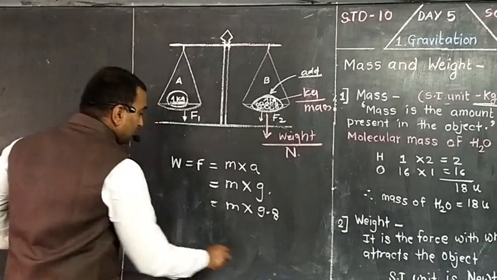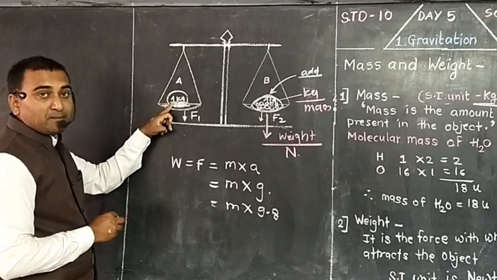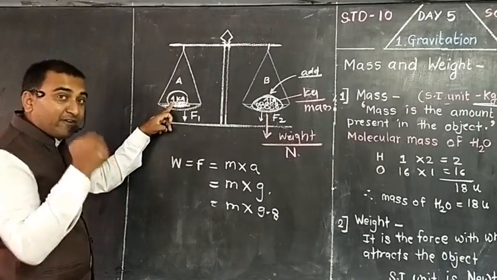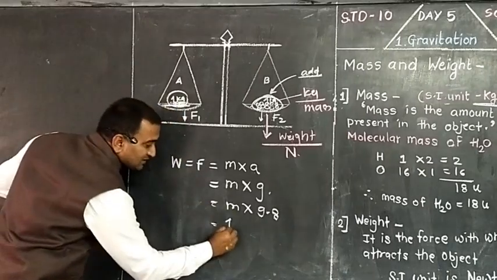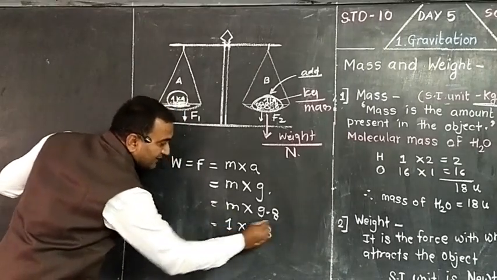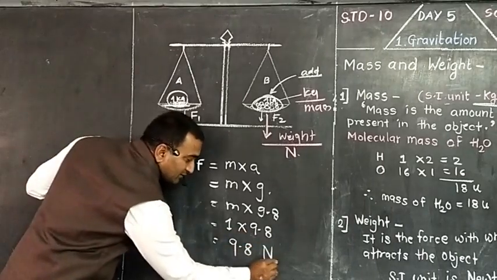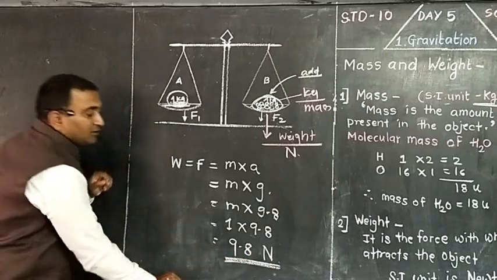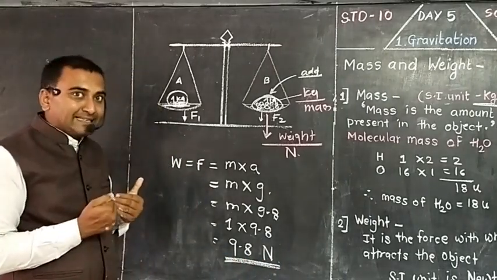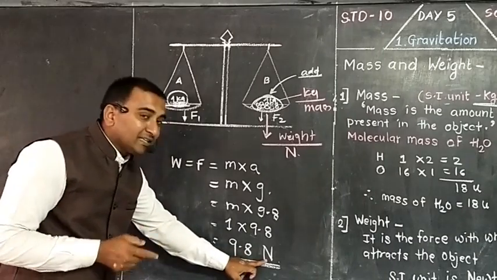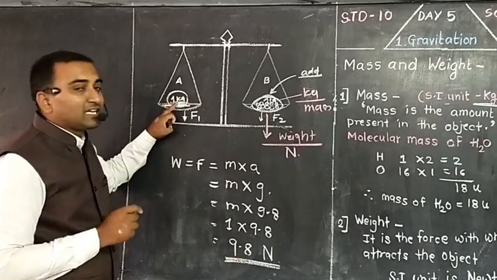Suppose the object is of 1 kg. So 1 kg is the mass. Then what is the weight of that one? Feed it here: mass is 1 kg into 9.8. That is equal to 9.8 Newton. And this is the force with which Earth attracts that object towards its center. Newton is the SI unit, and 9.8 N is the weight of the object which is 1 kg in mass.